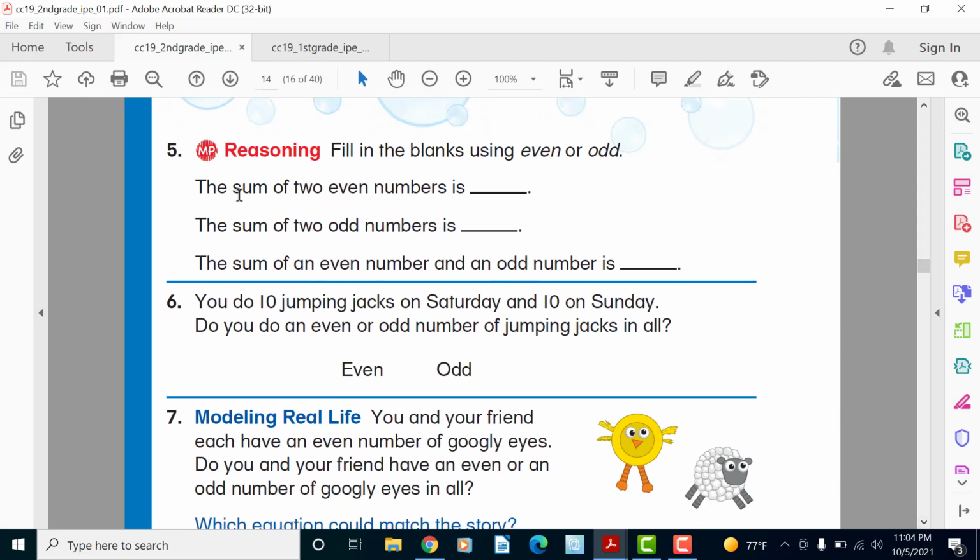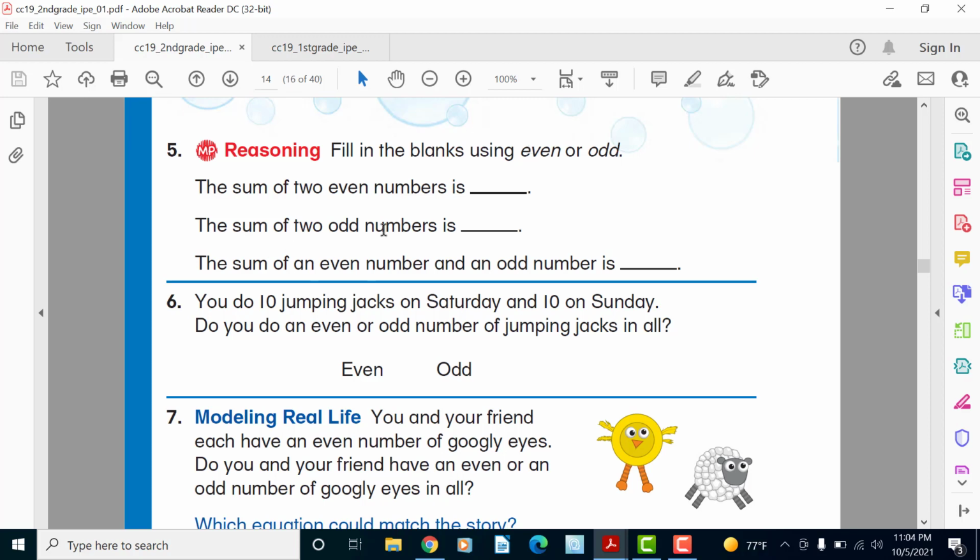All right, the sum of two even numbers is, take a look, this says fill in the blanks using even or odd. So if you're not sure if the sum of two even numbers is even or odd, choose two even numbers. 2 is an even number. 4 is an even number. 10 is an even number. Choose two even numbers, add them together. Use your linking cubes if you need to. See, is that even or odd?